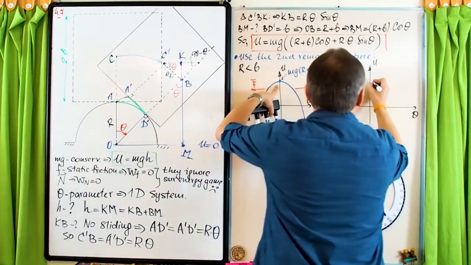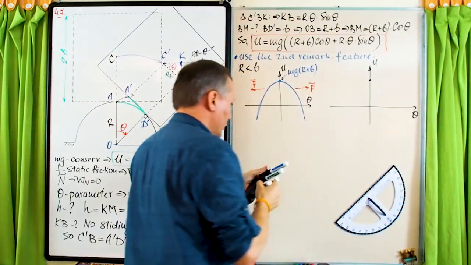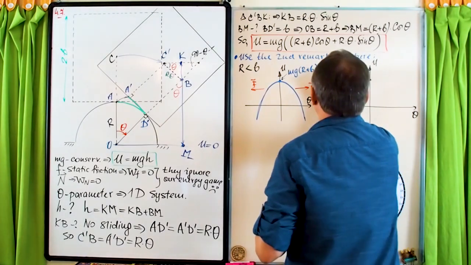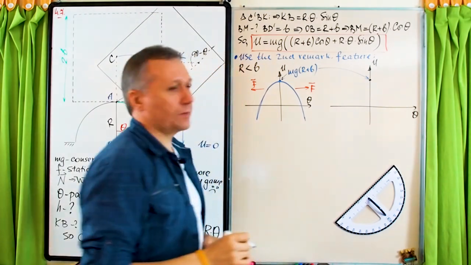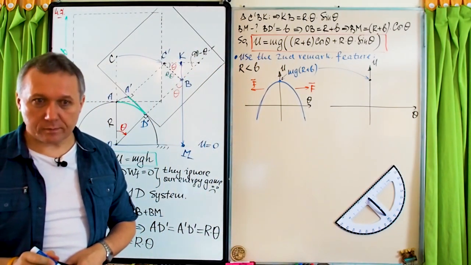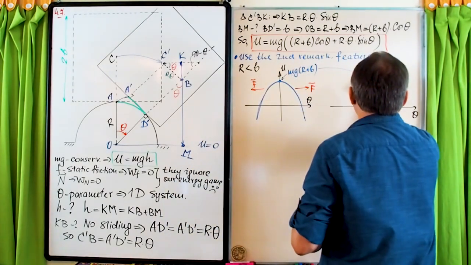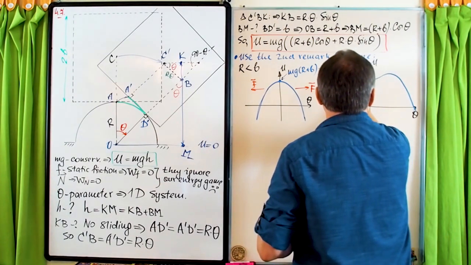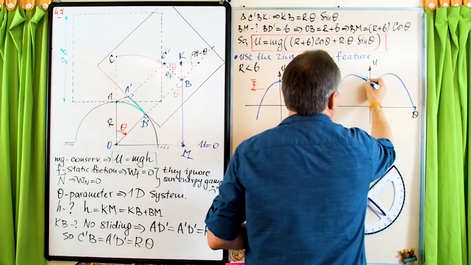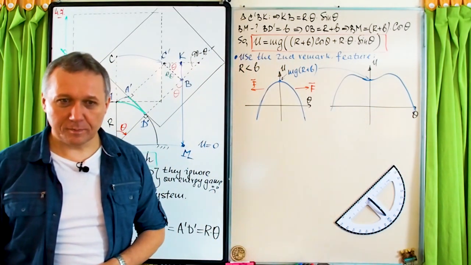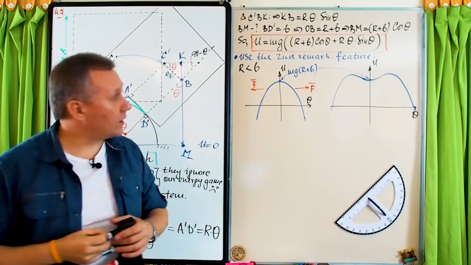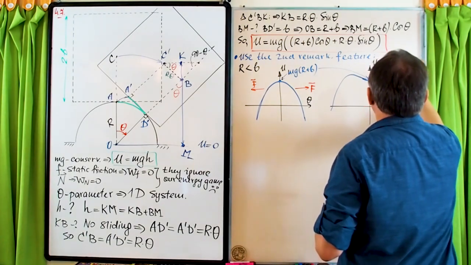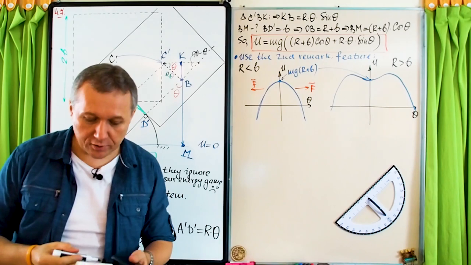Again, this point will still be at the same level, mg(r plus b). Let me just show that this is also mg(r plus b). And now we will have this picture. First like this, and then it goes. Of course, it must be symmetrical. So now, for the case when R is larger than B, we have three stationary points.